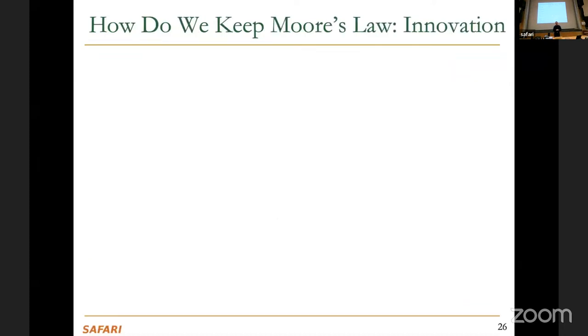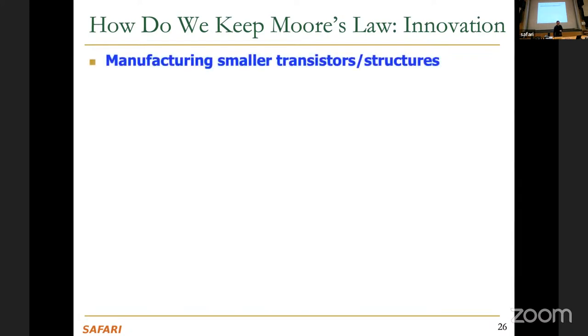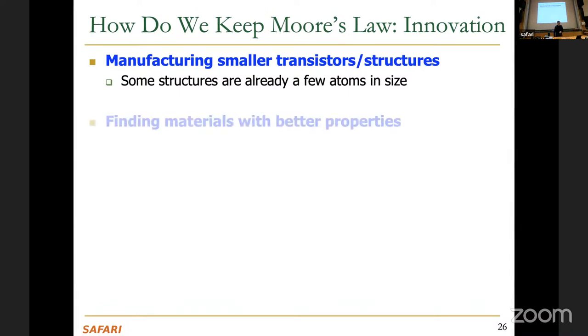But don't, again, take this for granted, because there's actually a lot of innovation that goes into making this happen, especially today. Today is much more difficult to reduce the size of a transistor. I'll show you a picture soon. But manufacturing small transistors and structures, some structures are already a few atoms in size. So how does this get manufactured? I would be curious about this, and I would read about this, but this course is not about that, clearly.